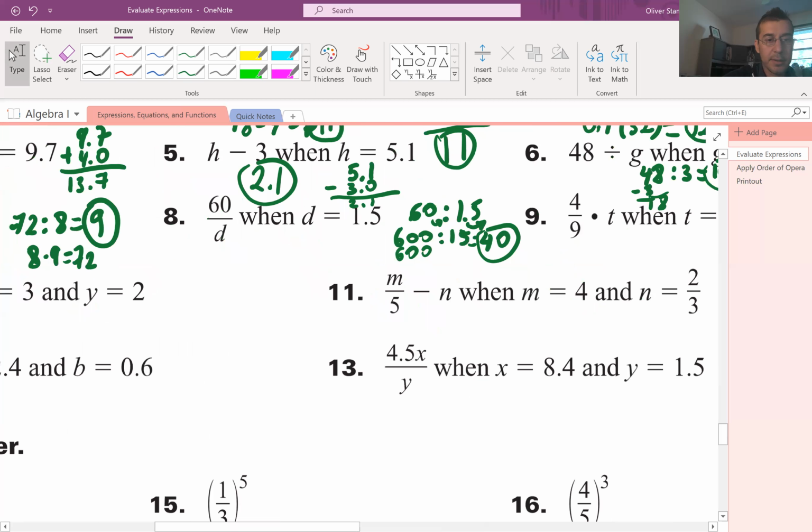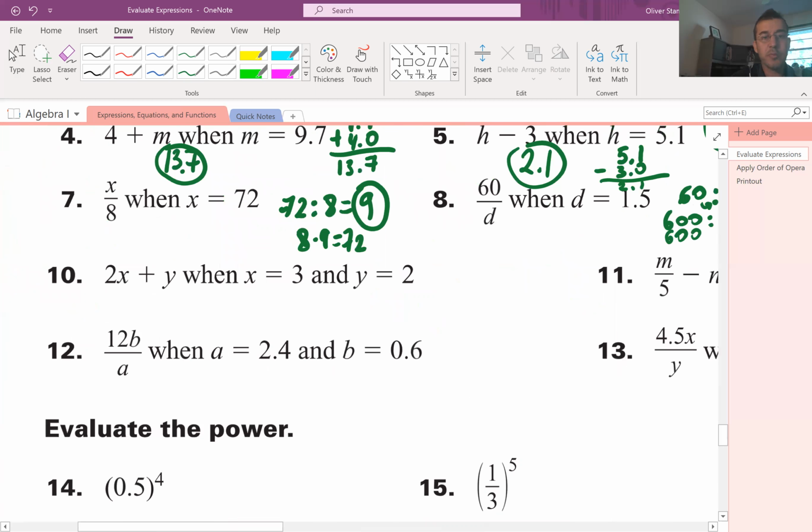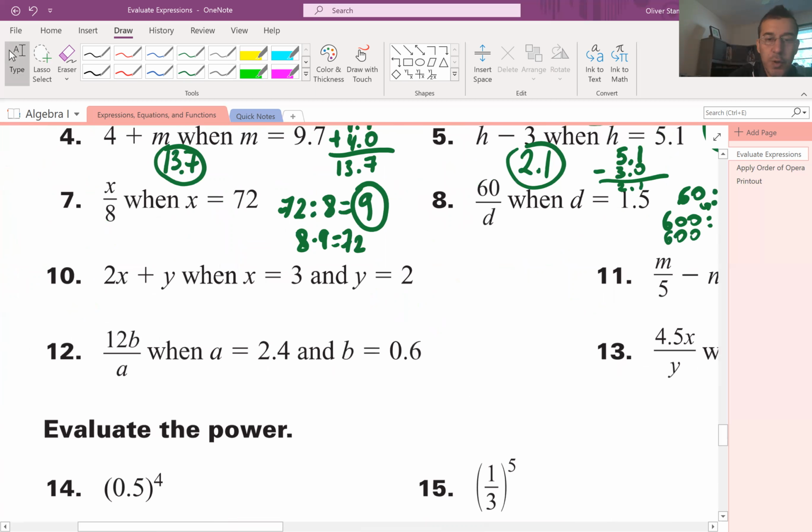Number 10 is 2x plus y when x is 3 and y equals 2. So we do 2 times x, which is 3, plus y, which is 2, so plus 2.